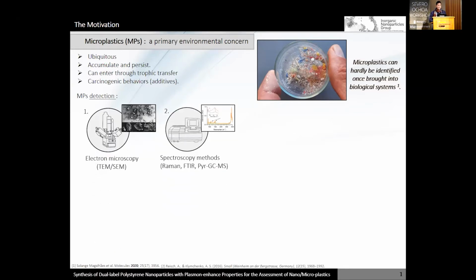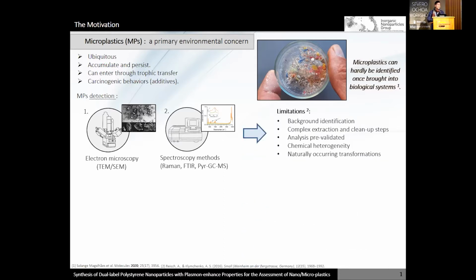Microplastic detection basically relies on two techniques. First, electron microscopy to detect microplastics at the subcellular and cellular level with spatial resolution. And the spectroscopic methods such as Raman, infrared spectroscopy, and gas chromatography for detection of the monomers. These are robust and really good techniques, but they present limitations because the polymer particles have poor contrast in biological systems. In addition, techniques such as chromatography present complex extraction and cleanup steps.